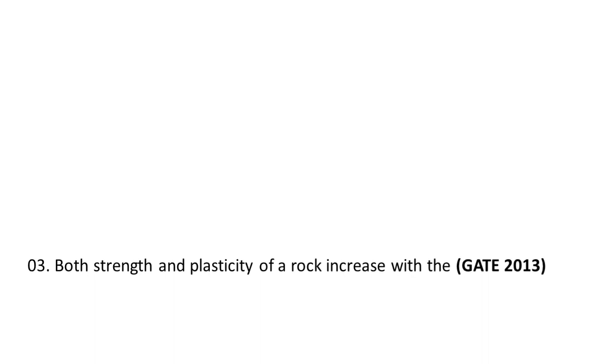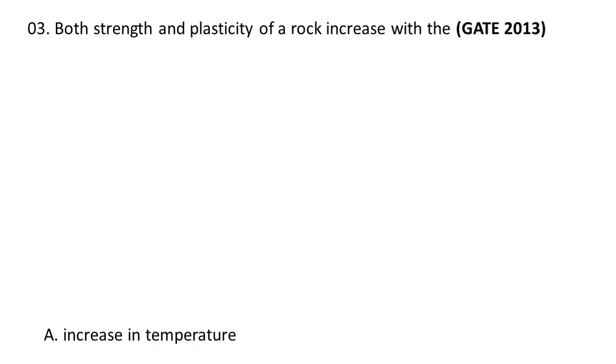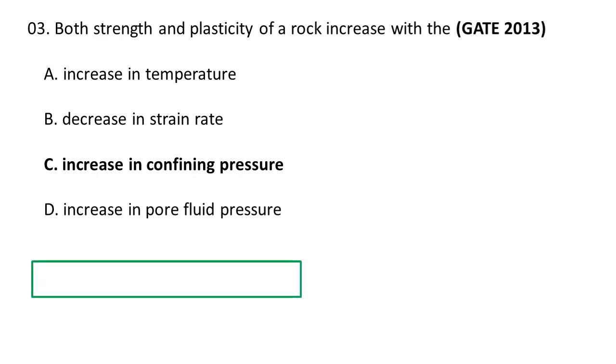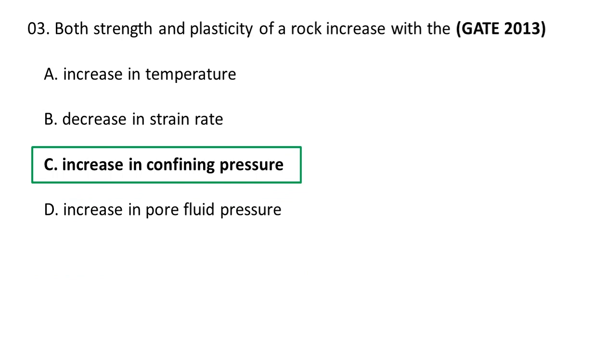Next question. Both the strength and plasticity of a rock increase with the A. Increase in temperature, B. Decrease in strain rate, C. Increase in confining pressure, D. Increase in pore fluid pressure. So the correct option is that the strength and plasticity of a rock increase with the increase in confining pressure. Both the rock strength and fracture toughness increase with increasing confining pressure. The increase in fracture toughness at high confining pressures means that an extra amount of energy must be added. In other words, when confining pressure is increased, rock fracture becomes more difficult. So both the strength and the plasticity of a rock increase with the increase in confining pressure. C is the correct option.